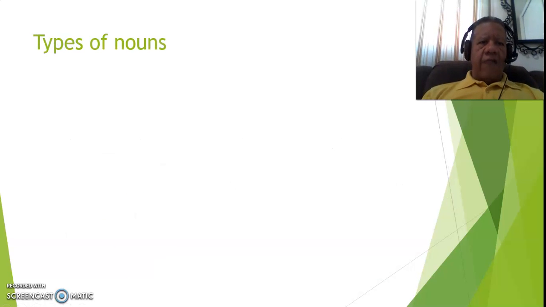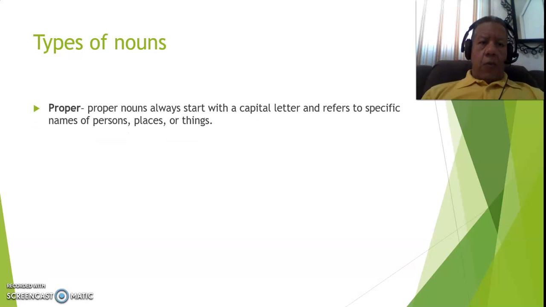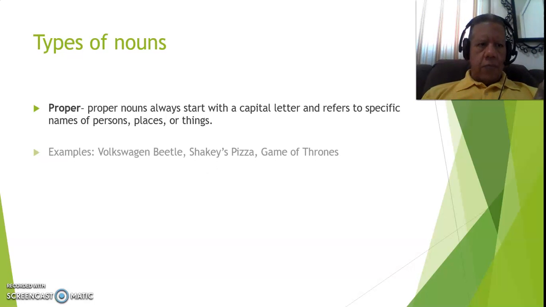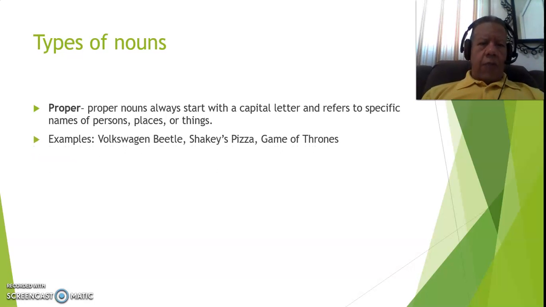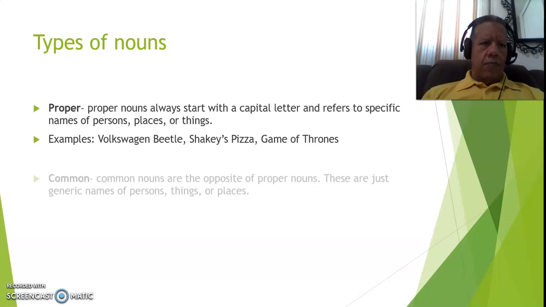We have different types of nouns. We have proper nouns. Proper nouns always start with a capital letter and refer to specific names of persons, places, or things. En los diferentes tipos de sustantivos tenemos los sustantivos propios, que siempre se escriben con letra mayúscula y sirven para especificar nombres específicos de personas o cosas. Examples: Volkswagen Beetle, Shakey's Pizza, Game of Thrones. Son algunos ejemplos de sustantivos propios.